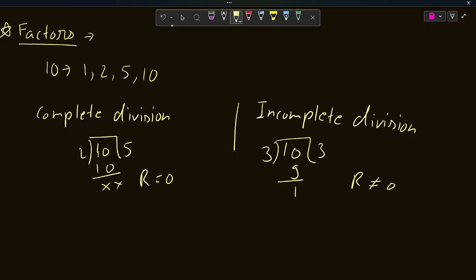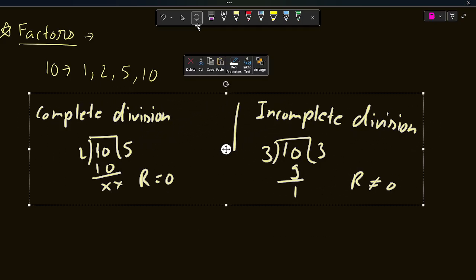So for 10, 1 can divide 10 completely. 1 can divide 10 in such a way that the remainder will be 0. Therefore 1 is a divisor of 10. Similarly 2 is a divisor of 10. Similarly 5 and 10 are divisors of 10, and therefore all these numbers are factors of 10. This has to be understood.